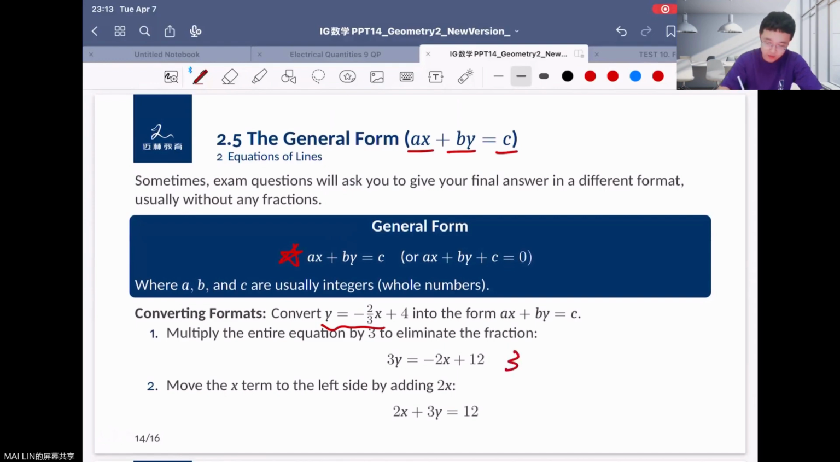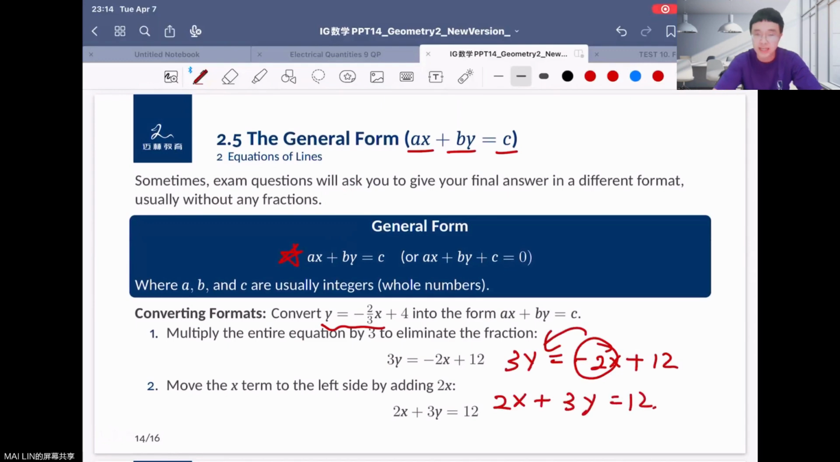Then it can be switched into 3y equals negative 2x plus 12, right? And then you can move negative 2x to the left. That is 2x plus 3y equals 12, okay? That is the final equation right here, okay? That is the general form.